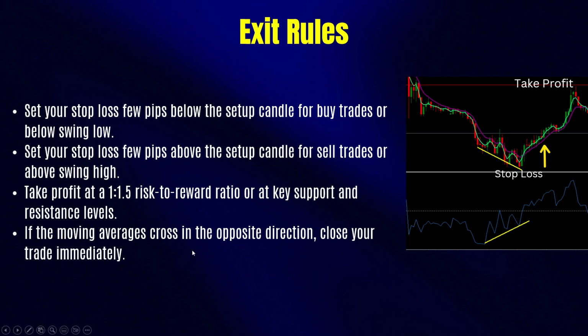If the moving averages cross in the opposite direction at any point, you should immediately close your trade. So for example, if the moving average crosses like this, and you entered over here, then you are going to close this trade immediately. Let's say your target was at this level and it hasn't hit your target, but if it crossed in the opposite direction, you immediately close that trade.